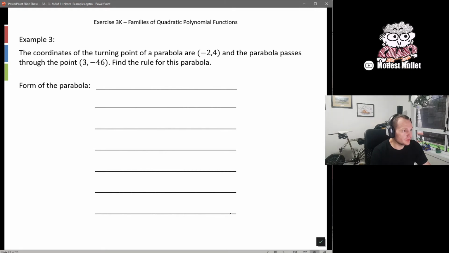This next example, the coordinates of the turning point of the parabola are (-2, 4), and the parabola passes through (3, -46). Now, this is our turning point. That's the turning point of the parabola at (-2, 4). So we know our turning point x coordinate is -2, our turning point y coordinate is equal to 4.